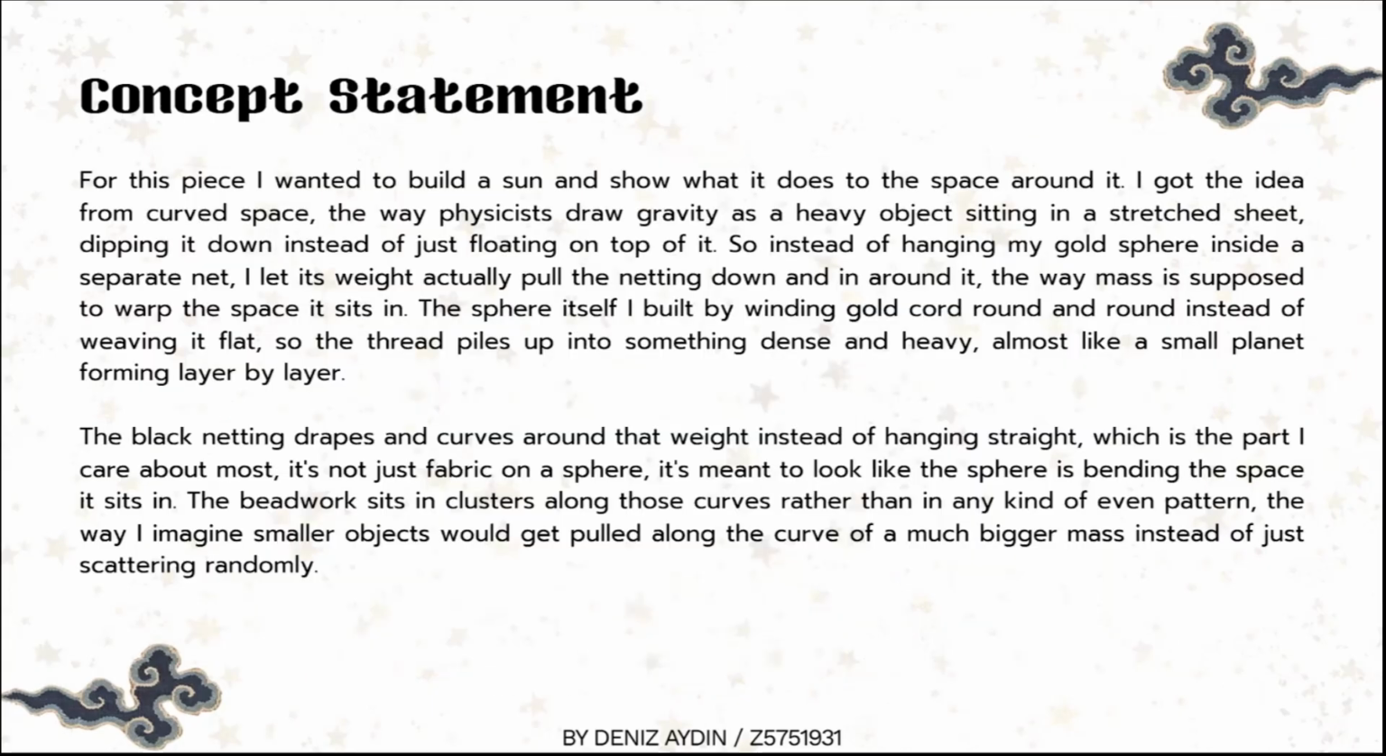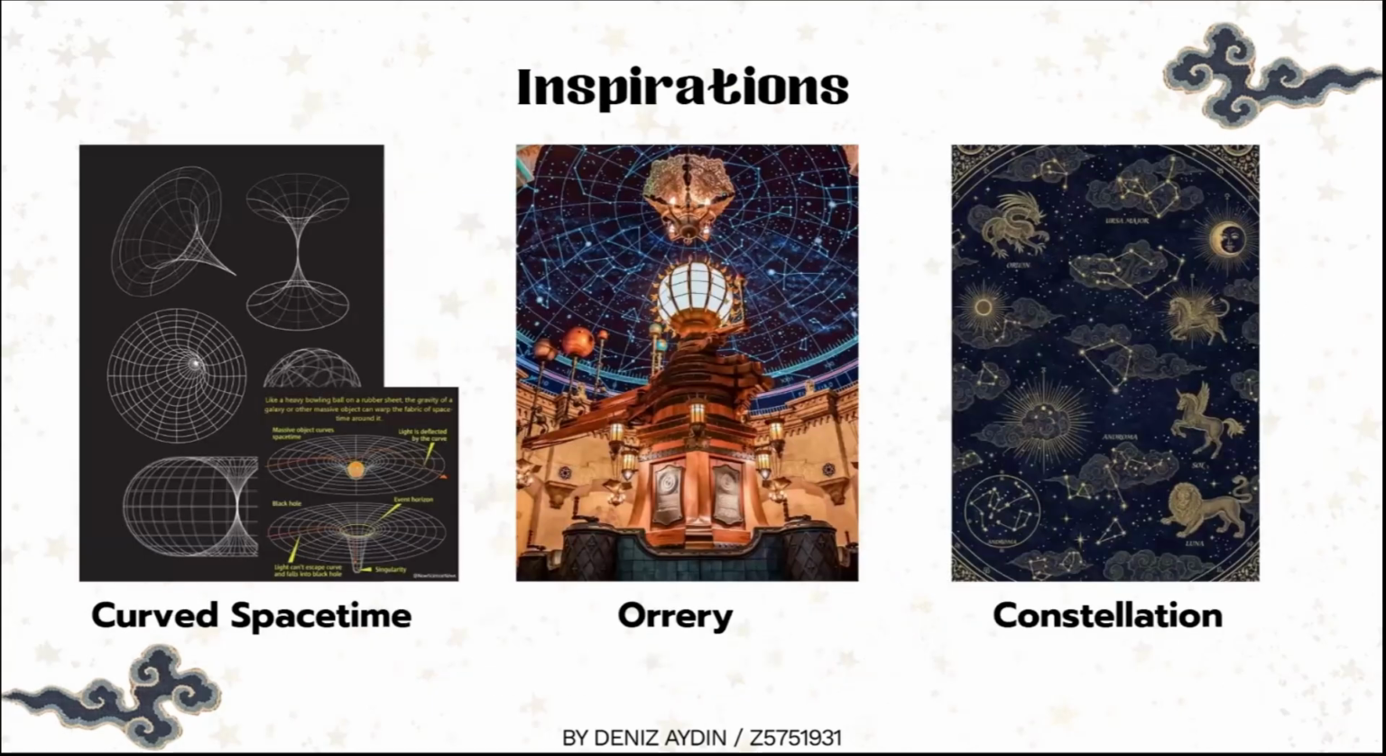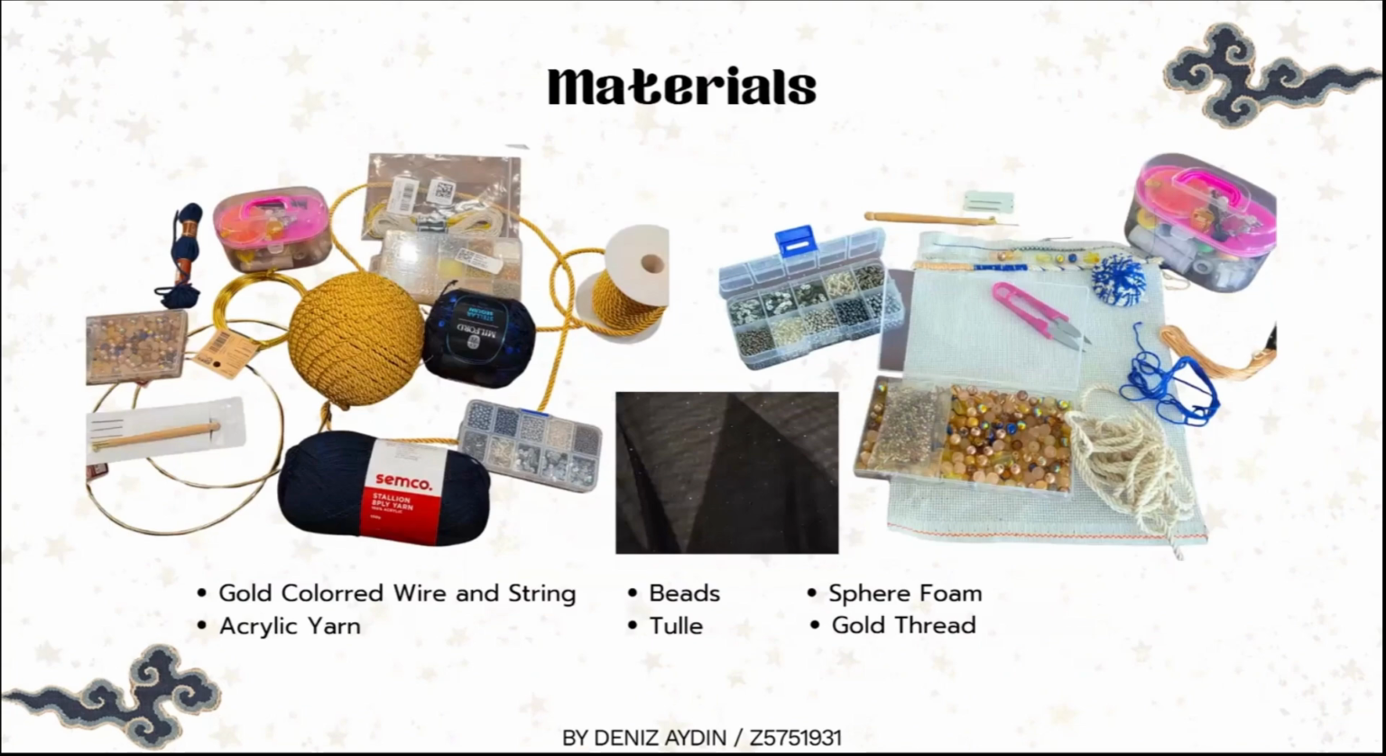So this is my concept statement, and I was inspired by curved space-time, historical orrery instruments used to model planetary motion, and constellation charts. For materials, I used different types of beads. For the sun itself, I used sapphire foam. For the sun as well, I used gold colored wire. And for the outside layer, for the space itself, I used tulle, the sparkling one.